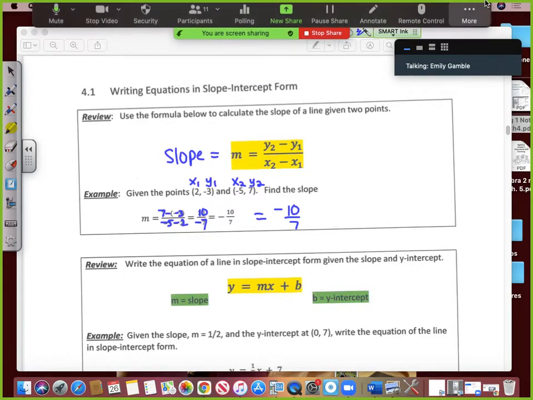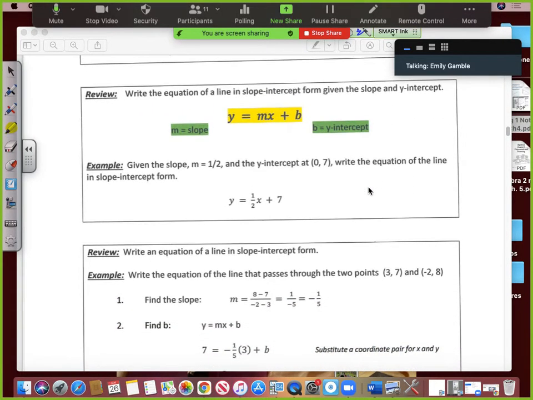Also, another refresher is of slope-intercept form. So the equation of a line in slope-intercept form, given the slope and the y-intercept, is y equals mx plus b, where the number that's in front of x is your slope, and the b here is your y-intercept.